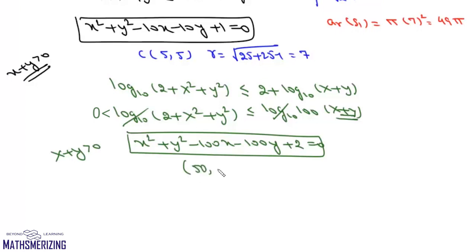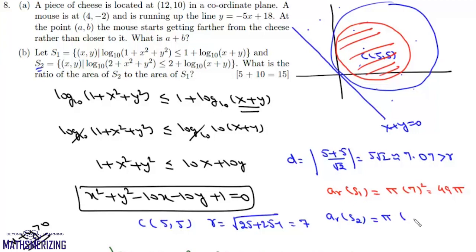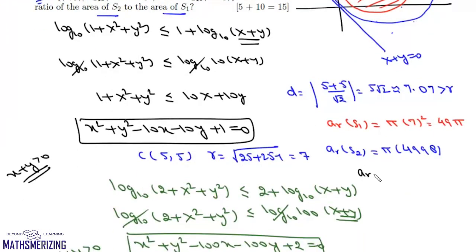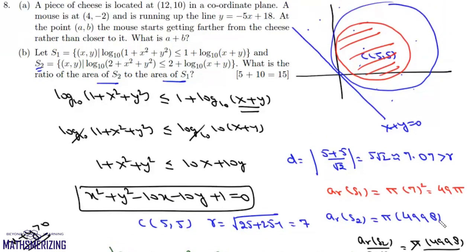Now for this circle, the center is at (50, 50), and its radius will be under root of 2500 plus 2500, that is 5000, minus 2, and it will be 7 times under root of 102. So the area of S2 will be pi R square, and R square in this case is 4998. Now we need to find the ratio of the area of S2 to the area of S1. So this ratio will be 4998 upon pi into 49. This pi and pi will cancel and it'll be simply 102. So the ratio of the area of S2 to the area of S1 is 102 to 1.